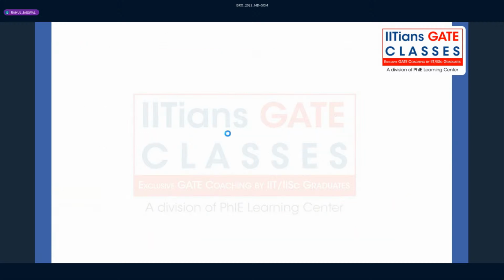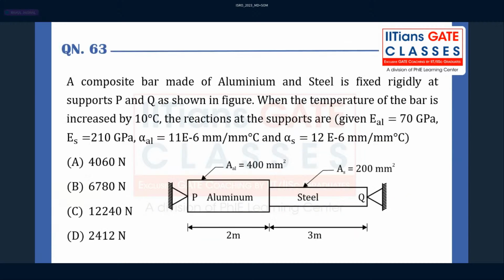Note down the next question of strength of material. A composite bar, the bars in series. The bar consists of aluminum and steel and is fixed rigidly at supports P and Q as shown in the figure. When the temperature of the bar is increased by 10 degrees centigrade, the reaction at the supports will be what?